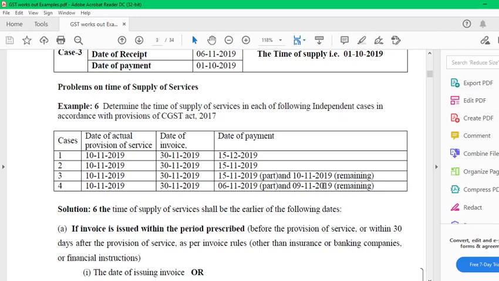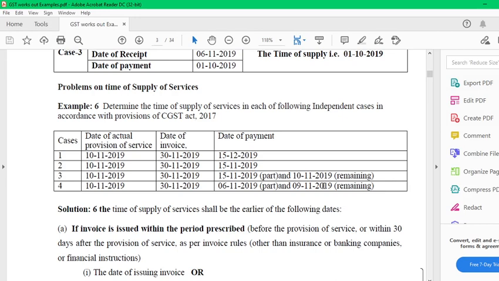10/11/2019 is the date of actual provision of the service. Date of invoice is 30/11/2019. Date of payment is 15/12/2019. Look at that. The difference between the date of provision of the service and the date of invoice is within 30 days. Yes, the invoice is generated within 30 days. Therefore, we are not taking into account the date of actual provision of the service. Now we are comparing the date of invoice and the payment date, because the invoice is generated within 30 days from the date of actual provision of the service.